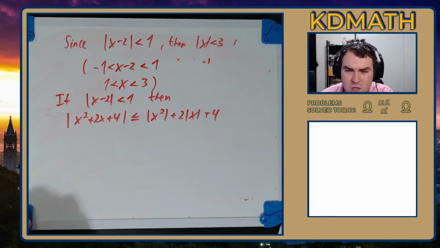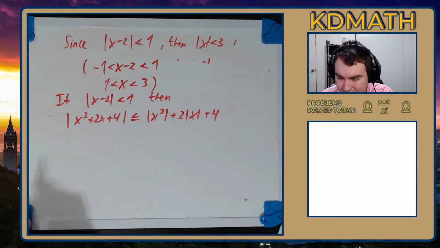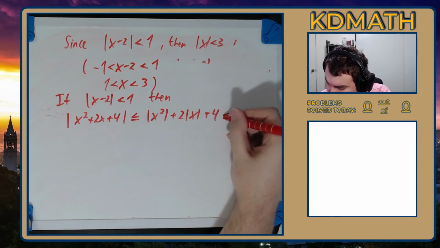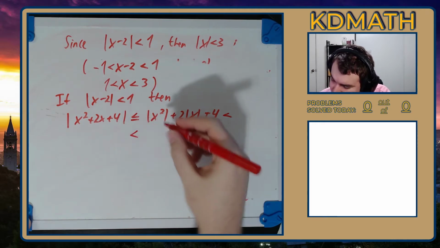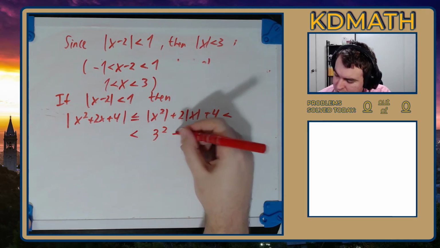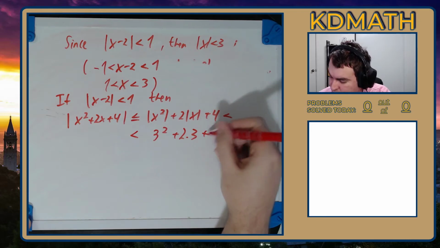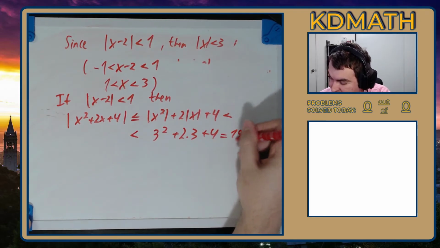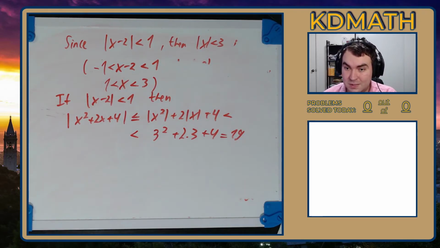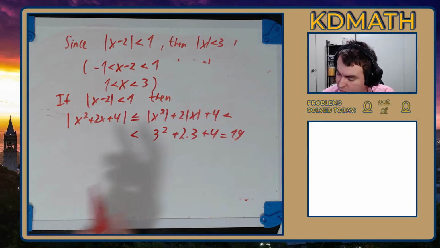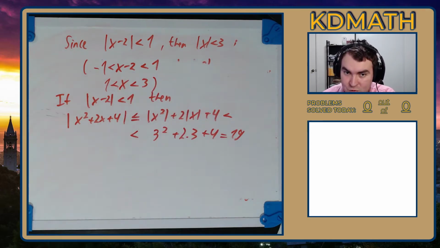Well, we don't know what it equals, but we certainly know that it's going to be less than what? Less than 3 squared plus 2 times 3 plus 4, which equals 19. Why is it going to be less than 19? Well, because the absolute value of x is less than 3, the absolute value of x squared will be less than 3 squared, which is 9.